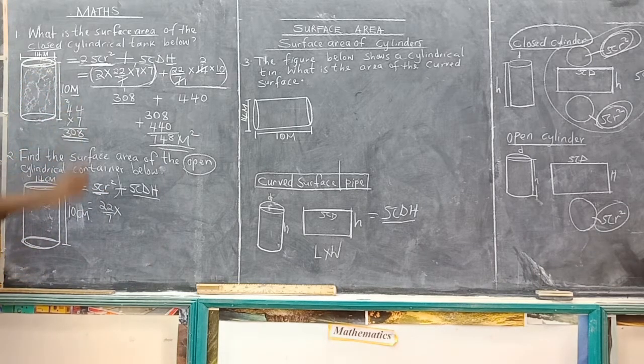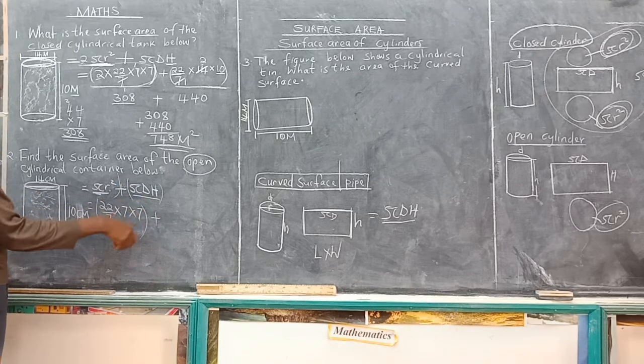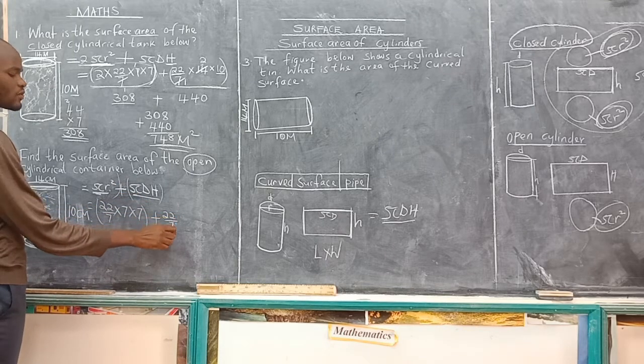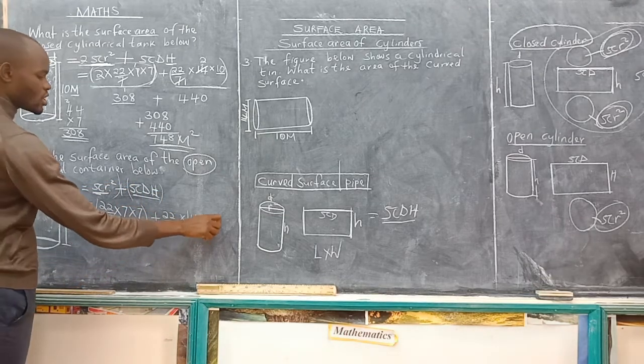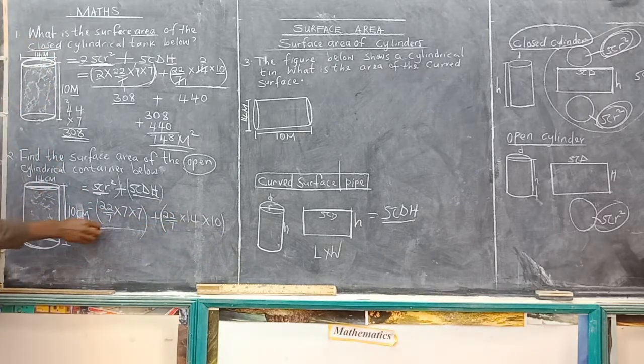I'm just using the same measurements so that you can see the difference, because we have so many questions. And you can even find decimals. If you find decimals, you just do the necessary. So 22 over 7 times the radius, which is 7, times the radius again, that is r squared. Then you add the other part of the formula, pi, which is 22 over 7 times the diameter, which is 14, times the height. The height is 10. Work out this part of the formula, then you work out the other one, then you add the two areas.